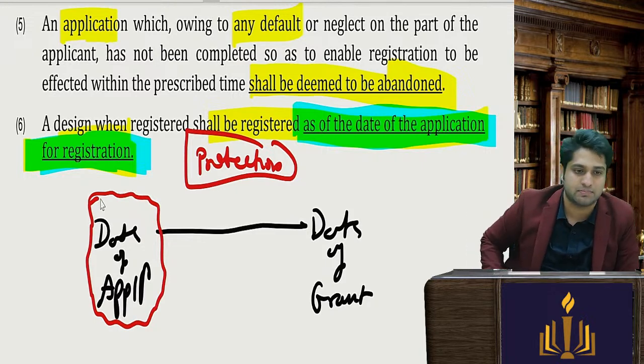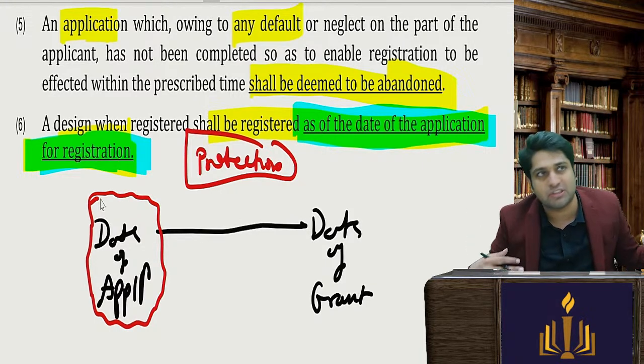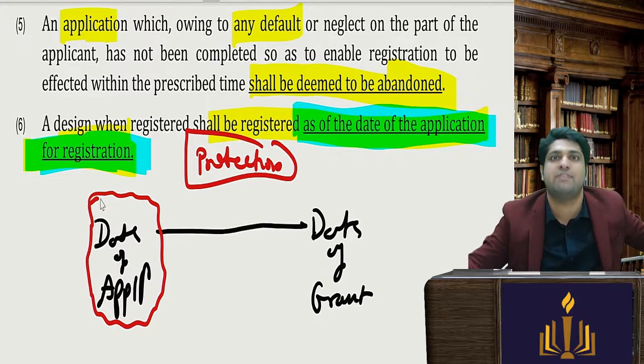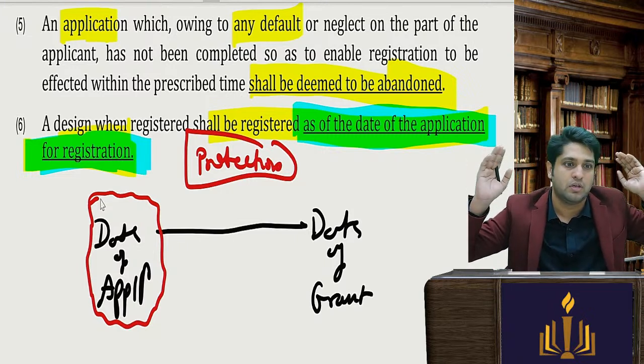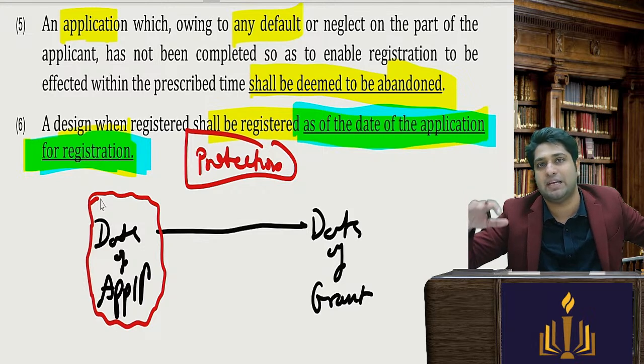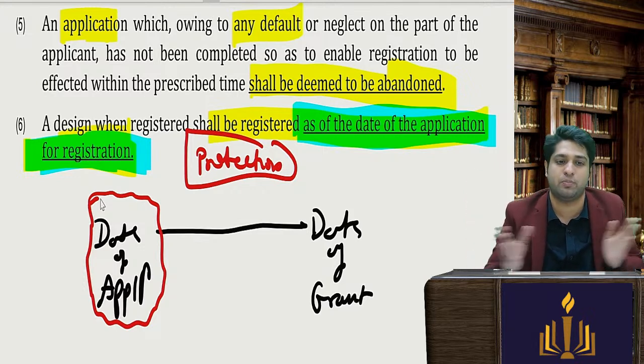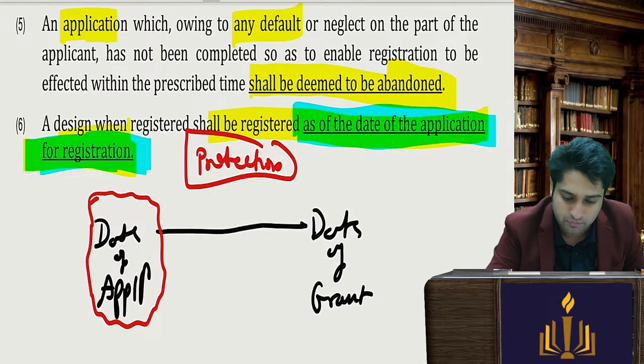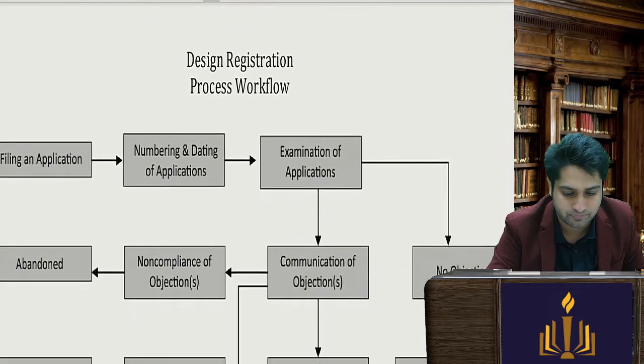Why? I'll tell you, very simple. The moment you make an application, it gets published. So then everyone will start using it. So therefore we say that the moment you make an application, you are making it public. So therefore protection should be given from that day, once it is granted.